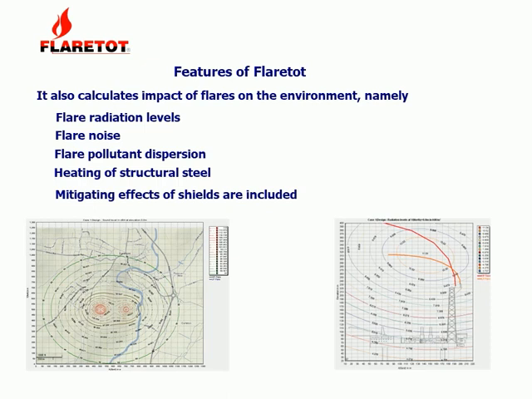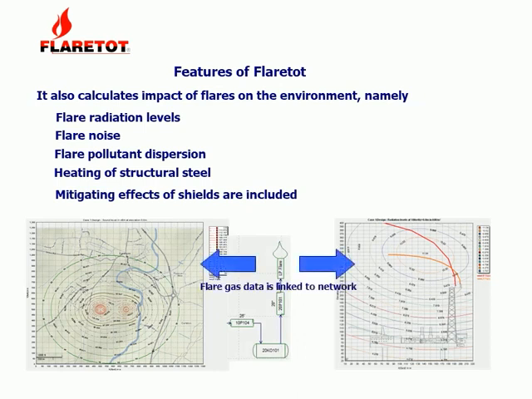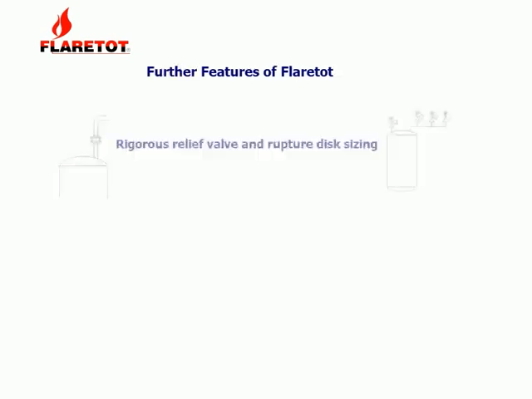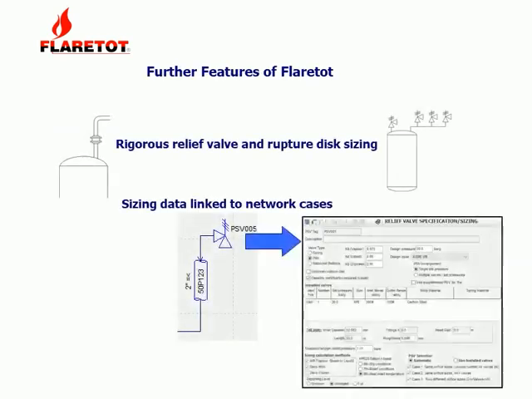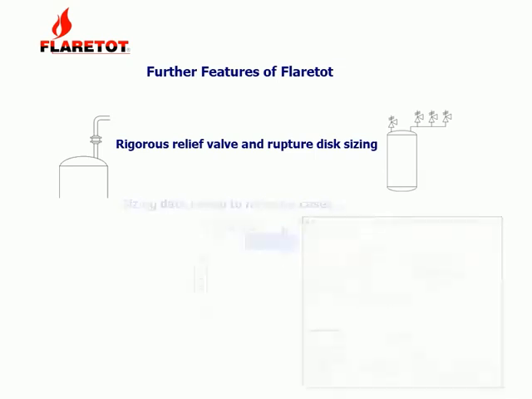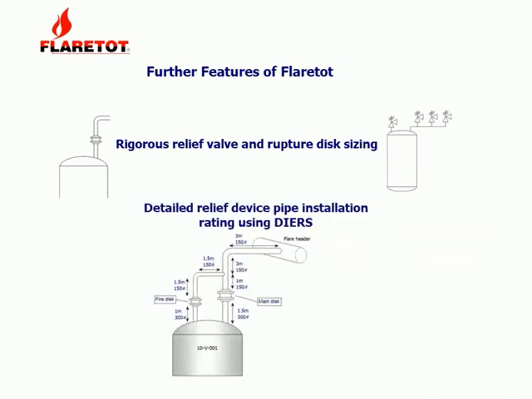Furthermore, since this is one software package, data required is linked to the flared gas, as calculated in the network. This means that data does not have to be manually entered from other software. This linked data approach also extends to the rigorous relief valve and rupture disk sizing modules included. Aside from sizing or rating, these modules include a rigorous relief installation piping rating using the Dyer's method.